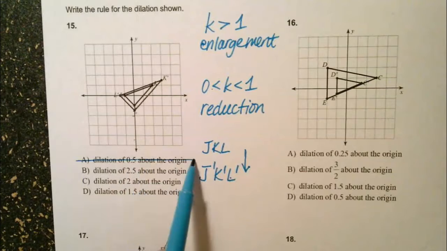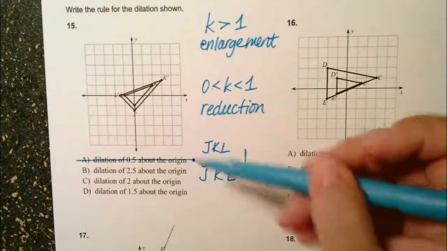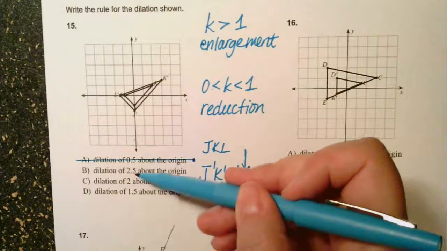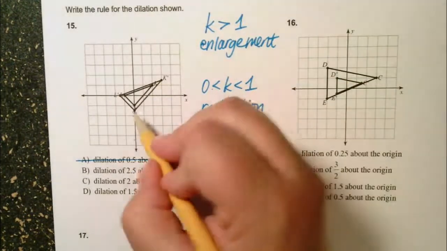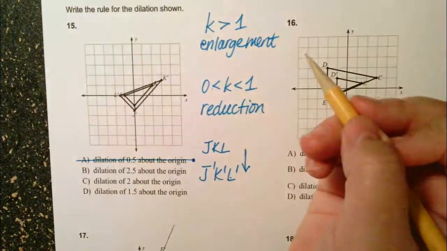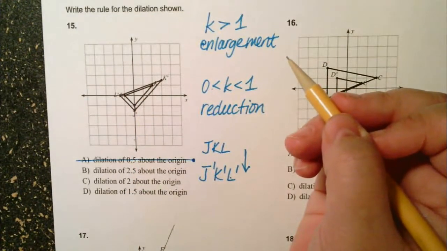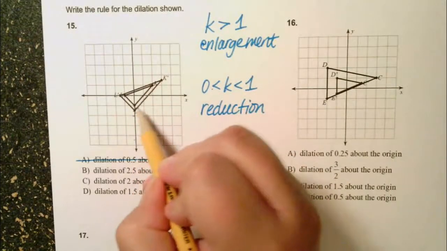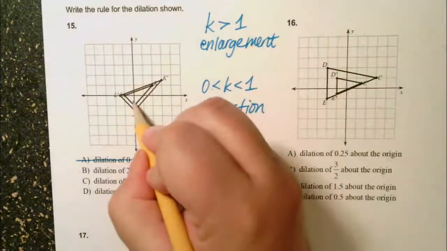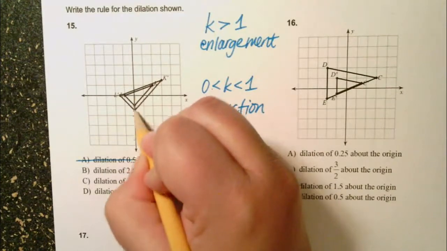So that rules out A. The next thing I have to do is figure out how I can tell whether it's 2 or 1.5 or 2.5. I would look at distance to the origin if that's a possibility. In this one, there's two things you can look at: side lengths or how far they are from the center of dilation. In this one, there aren't any side lengths that are horizontal or vertical, so they would all be hard to count. But the distance from the origin or from the center of dilation I can count.